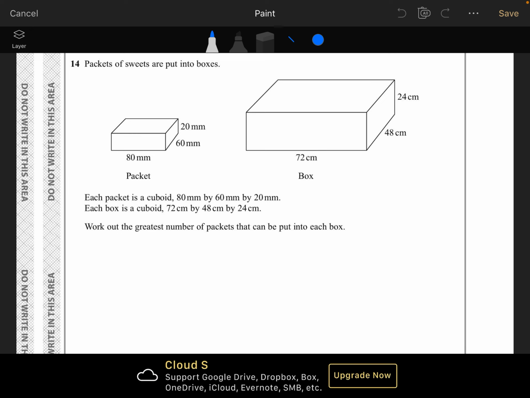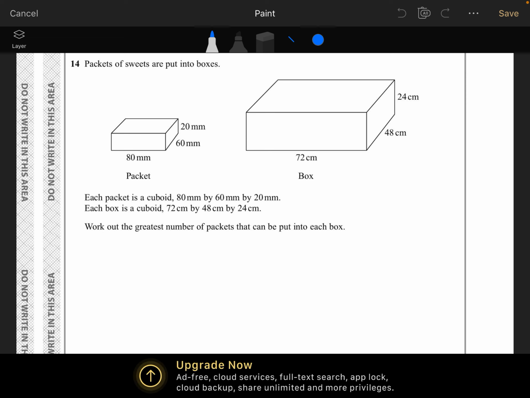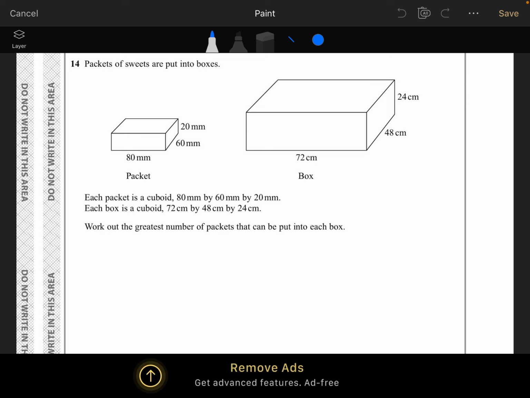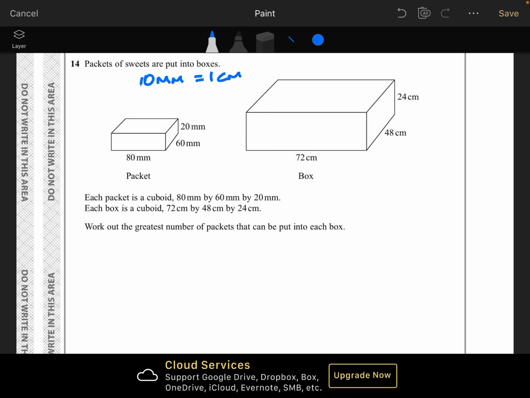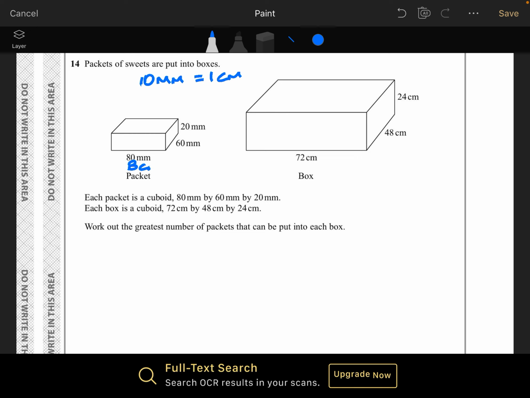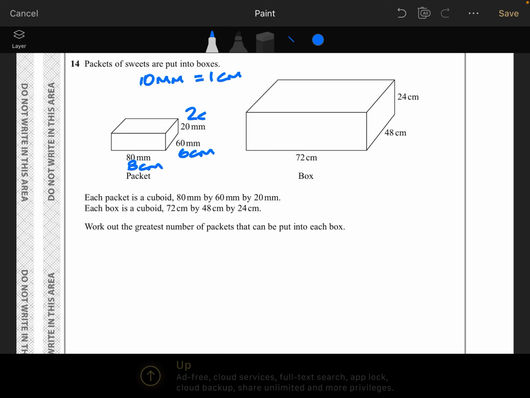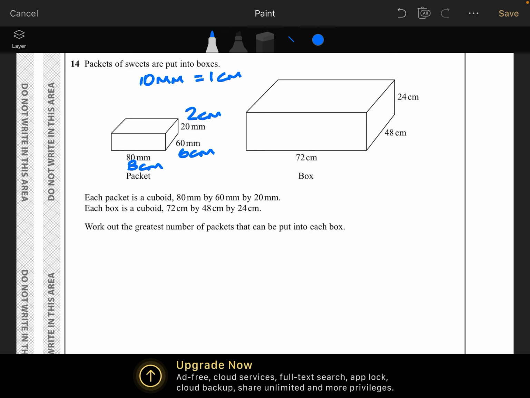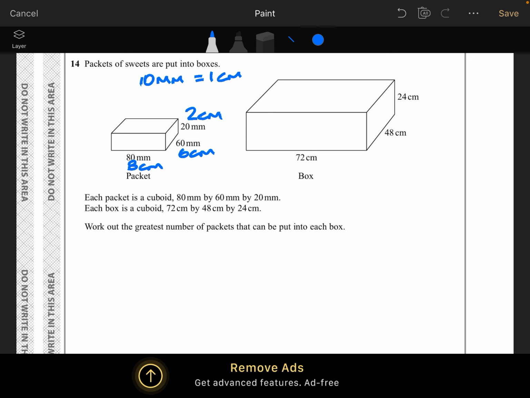Now, the problem we've got here is that one of the packet is given in millimeters and the box is given in centimeters. So I need to convert these so that they're the same units. Now, it's going to be easier because those are quite nice numbers. There are 10 millimeters in 1 centimeter. So if I convert the packet, I've got 8 centimeters by 6 centimeters by 2 centimeters. And those are quite nice numbers. There's no decimals involved here.